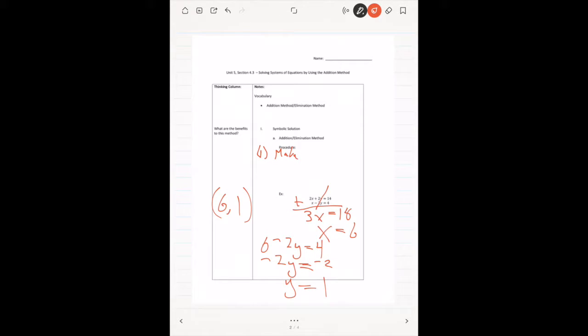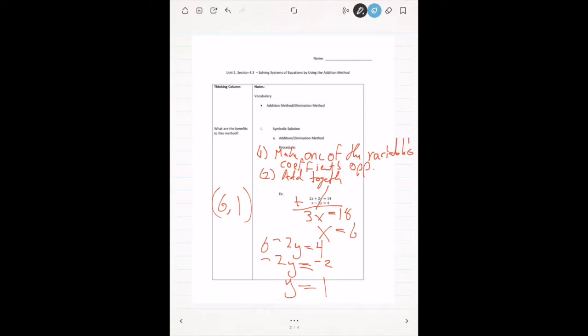make one of the variables' coefficients opposites. I'm going to get used to the stylus one day. I'll abbreviate that. And then step 2 is just add together. So we're going to add the equations together, and that's really the essential idea.